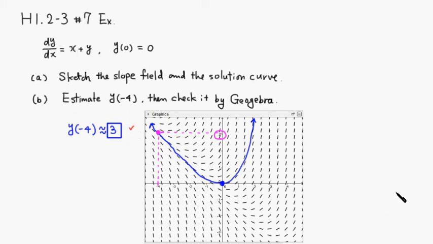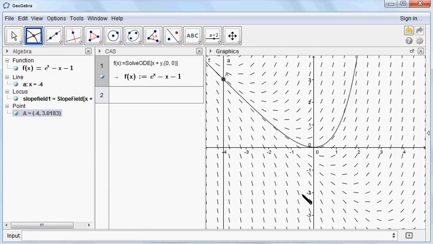So that's what I want you guys to do, and make sure to include your printout, and make sure to draw the solution curve by hand, and also print out this GeoGebra screen so that we can see what you did. All right, that's it. I hope that this was clear.